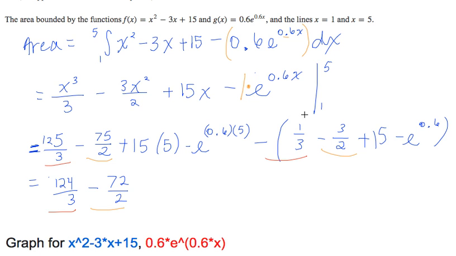Times e to the 0.6x from 1 to 5, so you plug in 5 minus, plug in 1, and then simplify as much as you can, and go from there. And it's possible that I did not finish writing it out right there. There should be some exponential terms that I left off. So I don't think I finished the problem when I worked this, so I'm going to say plus dot dot dot, to be continued. But anyways, that is how you find the area between those two graphs.